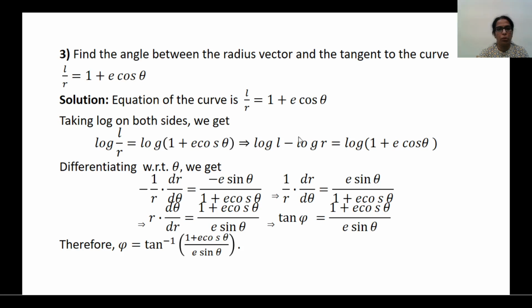So this is one more problem. Try to solve this problem similar to the previous problem.